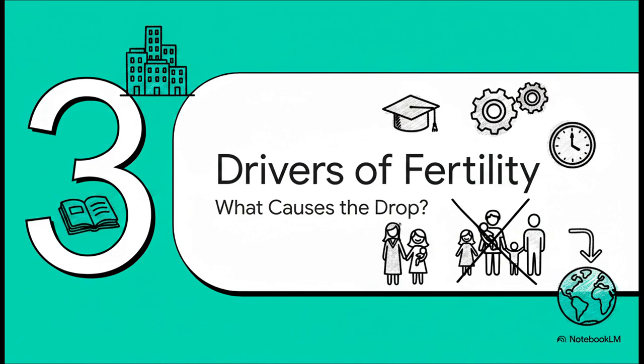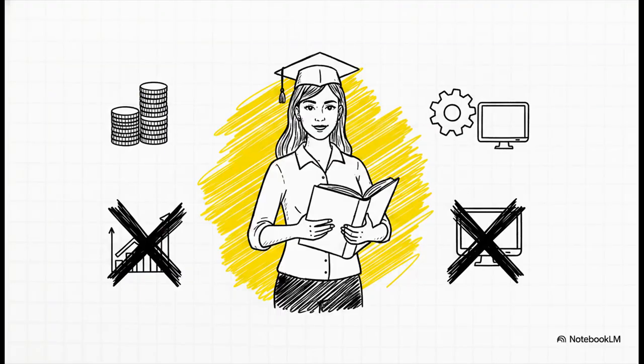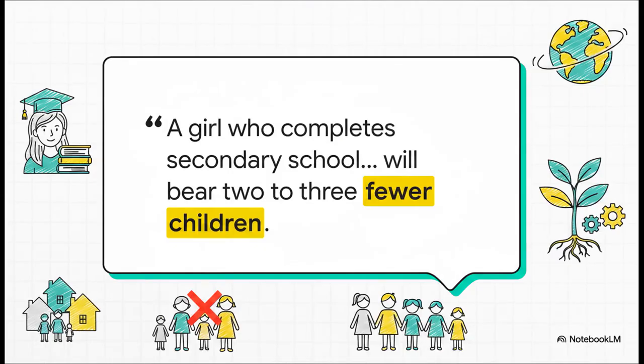Which brings us to the climax of our explainer in Section 3. What actually drives fertility down? If you were guessing that it's raw wealth, GDP, or shiny new technology that forces birth rates down, you'd be looking in the wrong place entirely. The single most consistent predictor of smaller family sizes across literally every region and culture ever studied is the educational attainment of women and girls. It is a real game changer. Check this out. A girl who completes secondary school in a low-income country will, on average, bear 2 to 3 fewer children over her lifetime than a girl who doesn't.